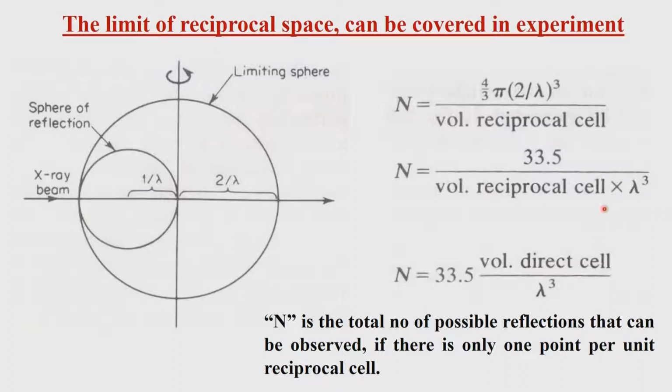So then we can also rewrite this expression in terms of the direct cell, because we can measure the volume of the direct cell. It does not really matter, but this is 33.5 times the volume of the direct cell divided by lambda cubed. So n is the total number of possible reflections that can be observed if there is only 1 point per unit cell, that is of course for the unit reciprocal cell. So we can calculate the total number of such reflections that can come.